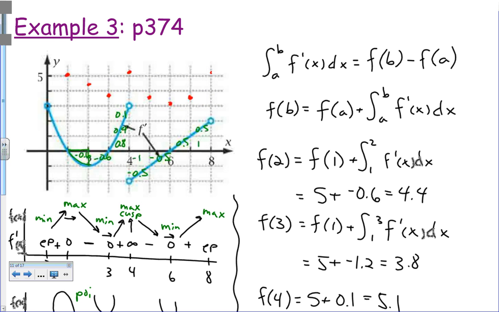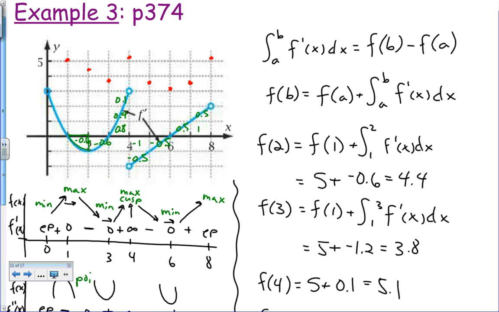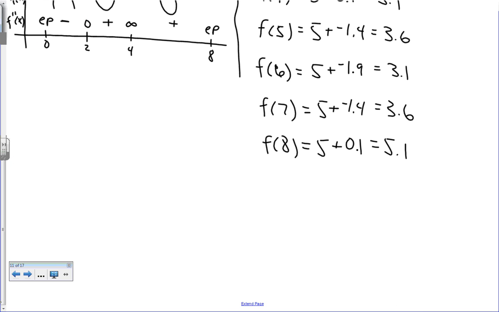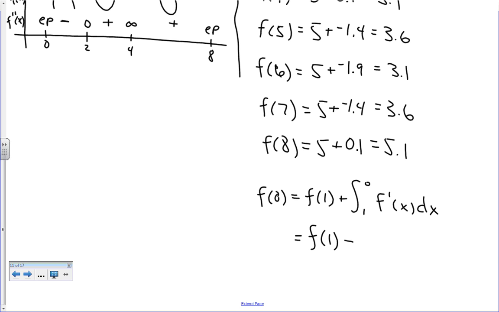And actually, we can go back and find out what f of 0 is equal to. To find out f of 0, I'm going to write this one out here, though, just so we realize it's a little bit different. F of 0 is equal to f of 1 plus the integral from 1 to 0 of f prime of x dx. And notice that my endpoints there are switched around. I have the lower value on the top. So remember, that's the same as the opposite of the value from 0 to 1. So it's the opposite of the integral from 0 to 1 of f prime of x dx.